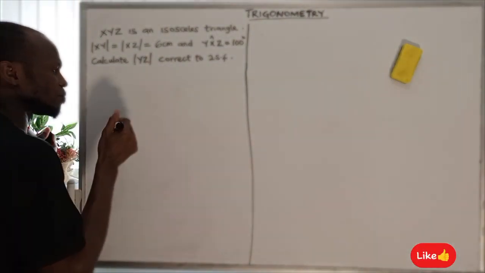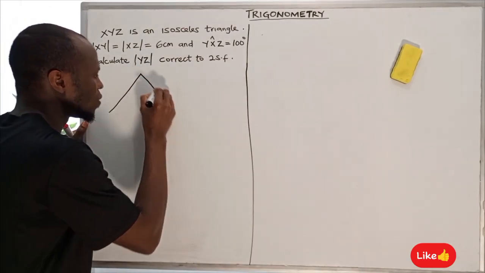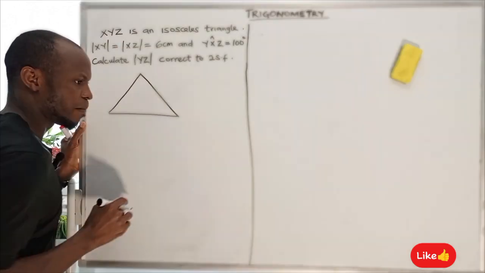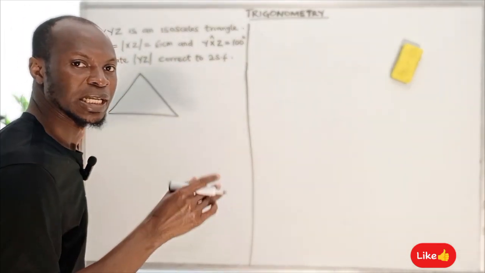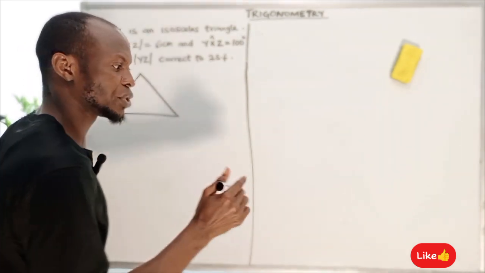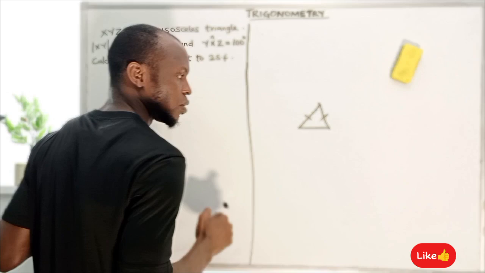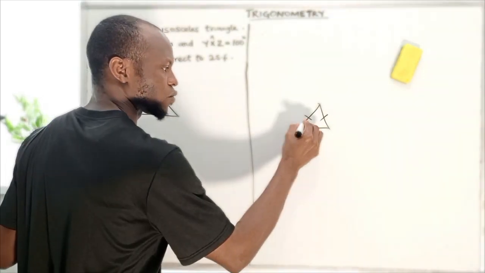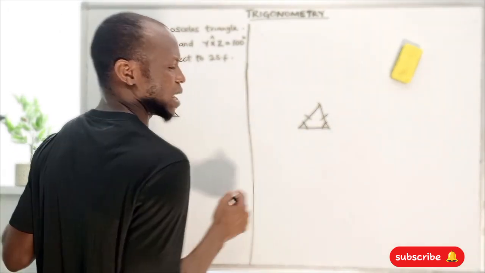Let me draw the triangle, okay? Now, this is the isosceles triangle. Now, don't forget, an isosceles triangle is a triangle that has two of its sides equal. Two of its sides are equal, and those two sides are called isosceles sides. And they have two other angles to be equal. Those angles are known as isosceles angles.